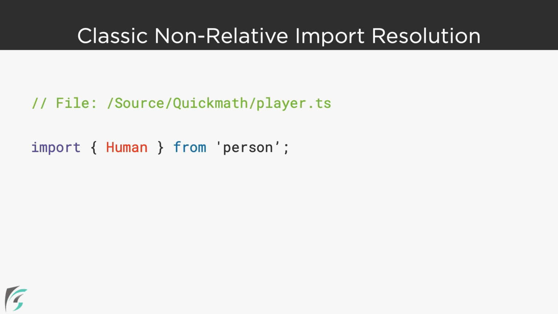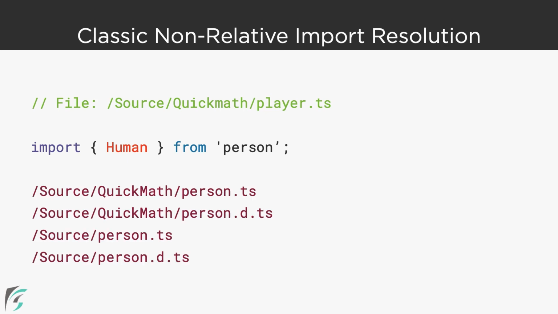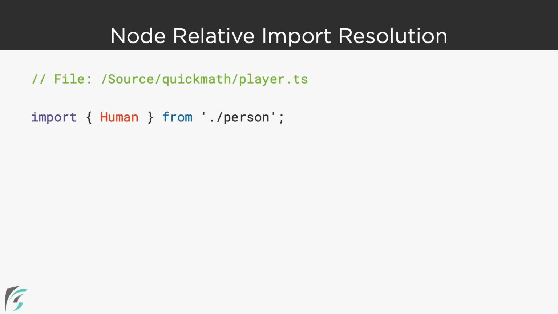Coming to the non-relative imports in the classic mode, this is a little more advanced. I have imported the same person module, but here I have not given any path reference and hence it is non-relative. The compiler will begin its search for the person module with the same two files, the files named after the module name with either a .ts or a .d.ts extension. This time, if it doesn't find the file, it will go one level up in the directory structure and search for the same two files. It will continue moving up the directory structure until it either finds one of the files or runs out of directories.